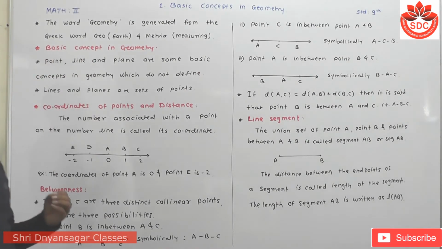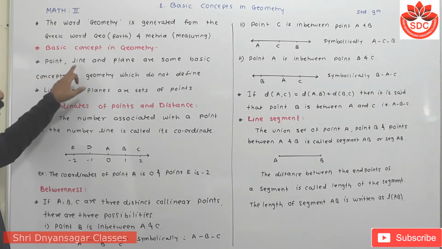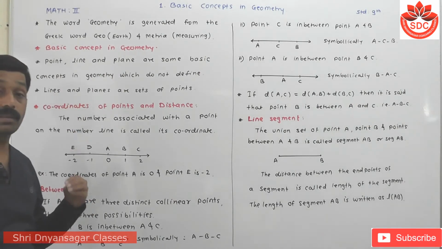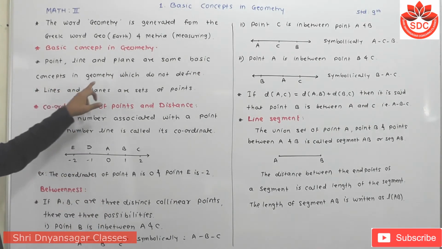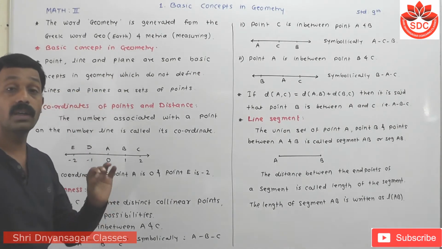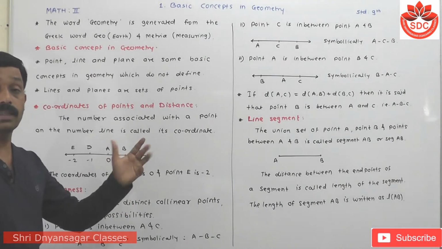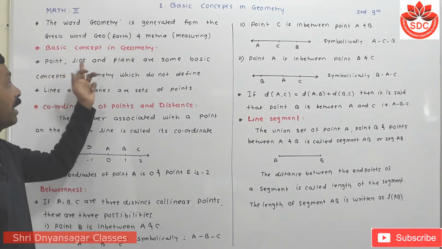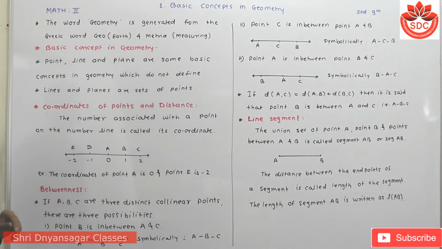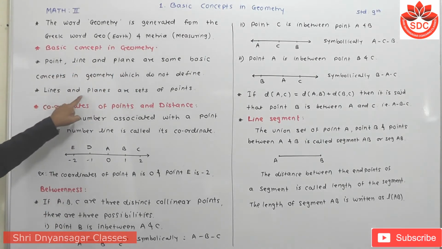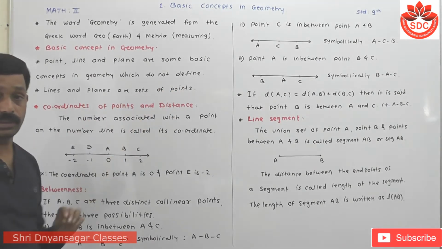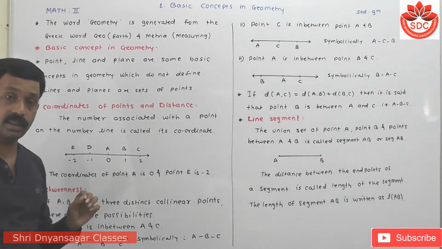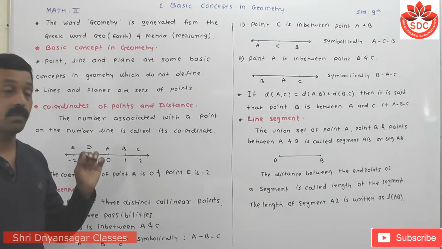Which are these basic concepts? Already you are familiar with these. We know that point, line and plane are some basic concepts in geometry which we do not define. We accept them as true here. We cannot define point, line and plane. Next, lines and planes are sets of points.